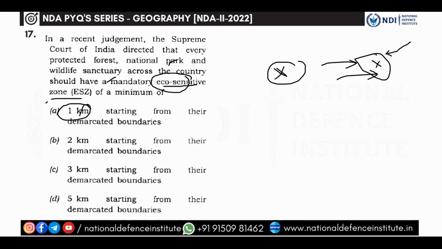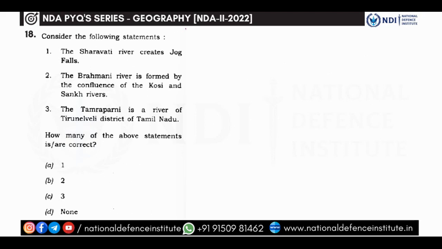It's one of the questions with respect to the Indian river system. The Sharavati river creates Jog Falls. Yes, that is right. Where is the Sharavati river? It's in Karnataka. The Brahmani river is formed by the confluence of the Kosi and Sankh rivers. See, the question they are asking is how many of the above statements are correct.